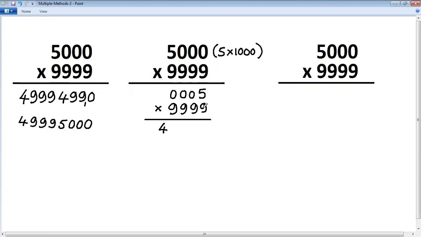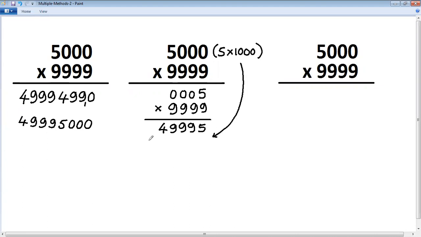And second step, all from 9, last from 10. 9 minus 0 is 9. 9 minus 0 is 9. 9 minus 0 is 9. And last from 10. 10 minus 5 is 5. And then you have to do the second part.